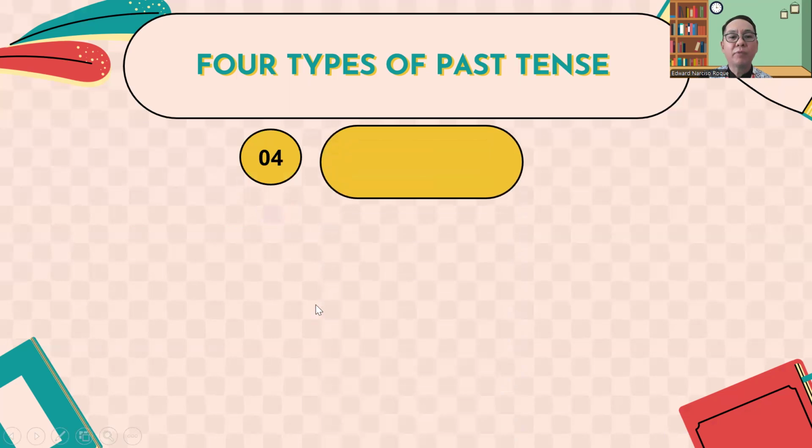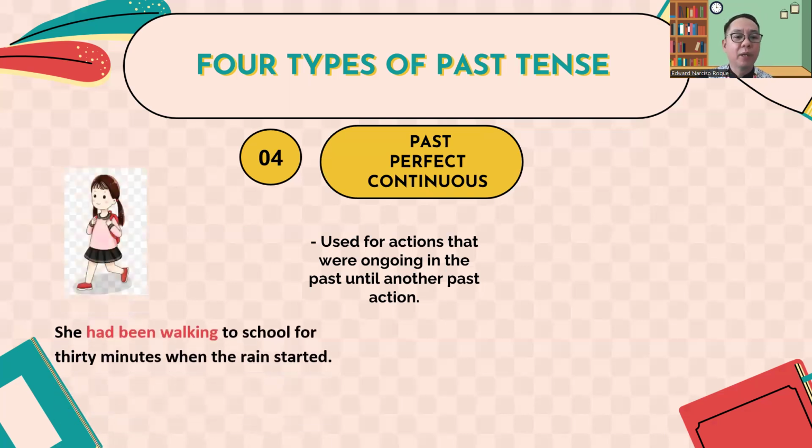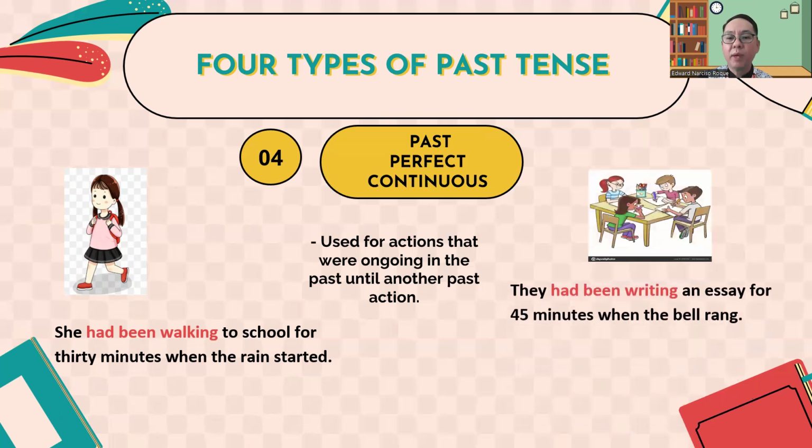And the fourth type of past tense is the past perfect continuous. The past perfect continuous is used for actions that were ongoing in the past until another past action. For example, she had been walking to school for 30 minutes when the rain started. They had been writing an essay for 45 minutes when the bell rang. This time we used the word had plus been plus the verb ing. Once again, the past perfect continuous is used for actions that were ongoing in the past until another past action.